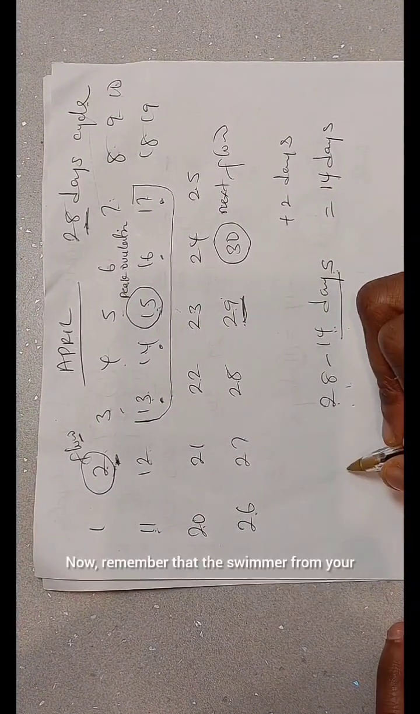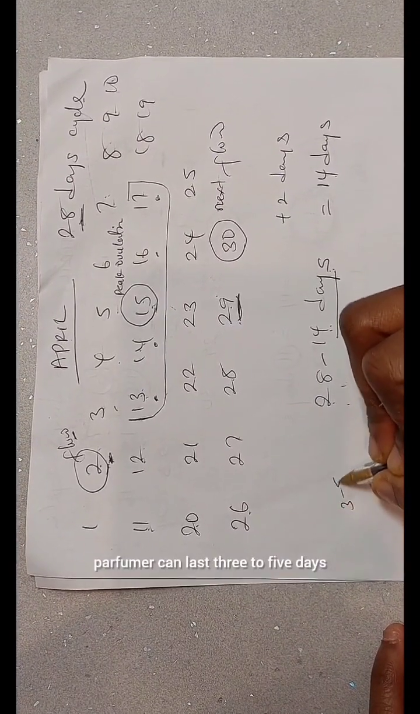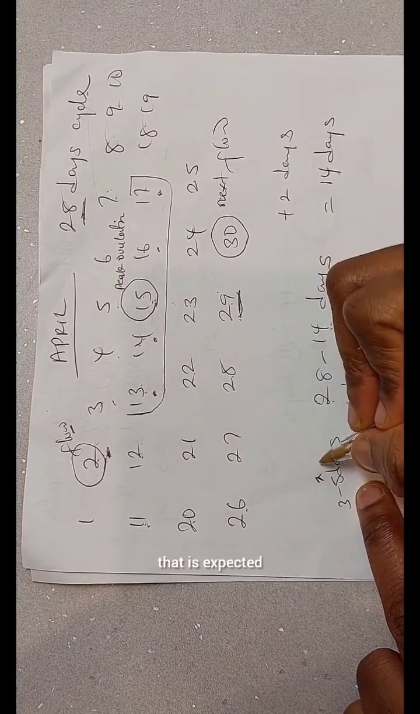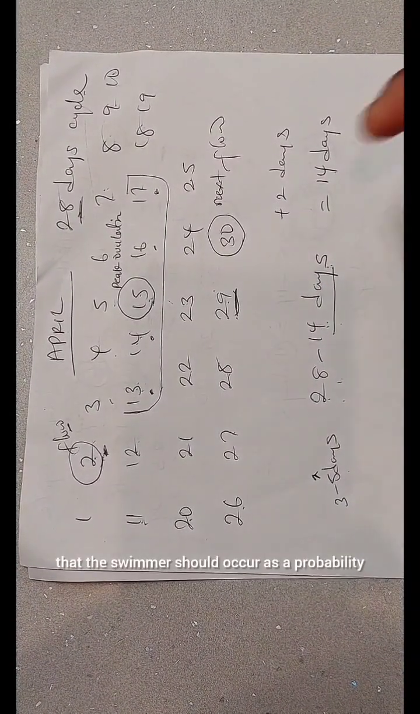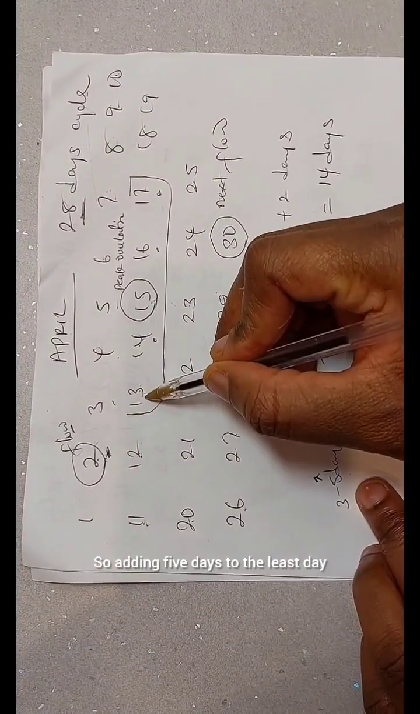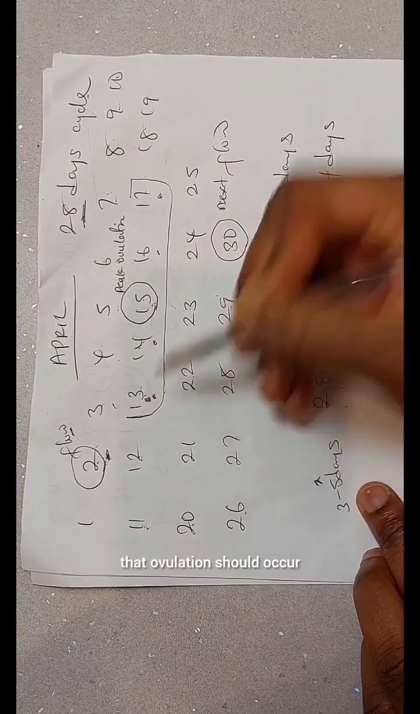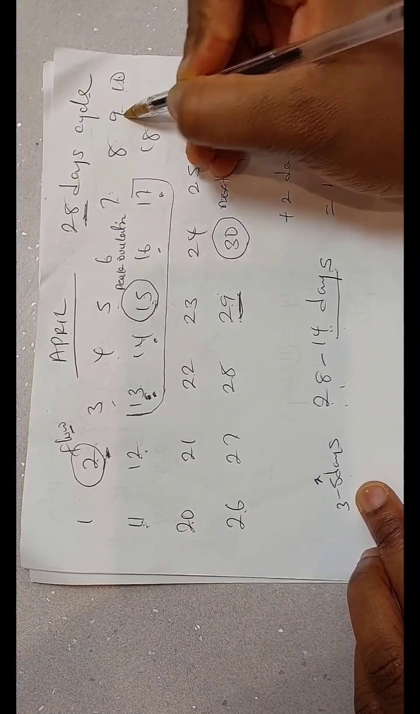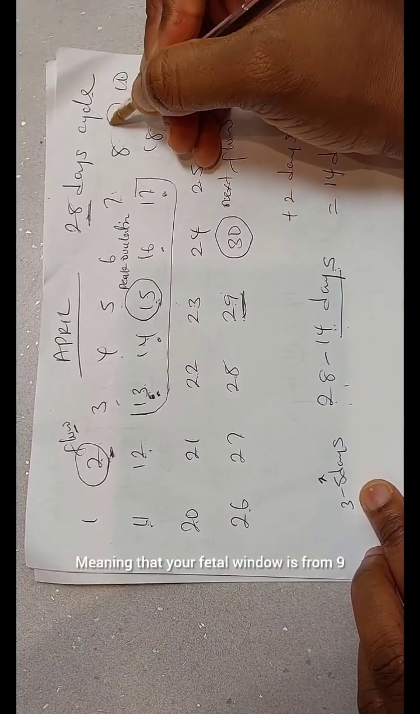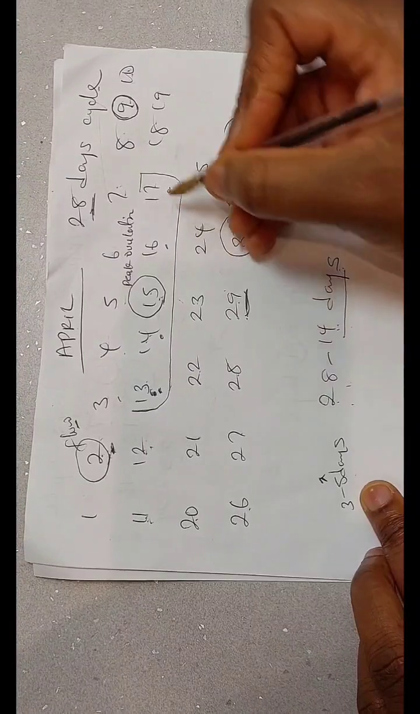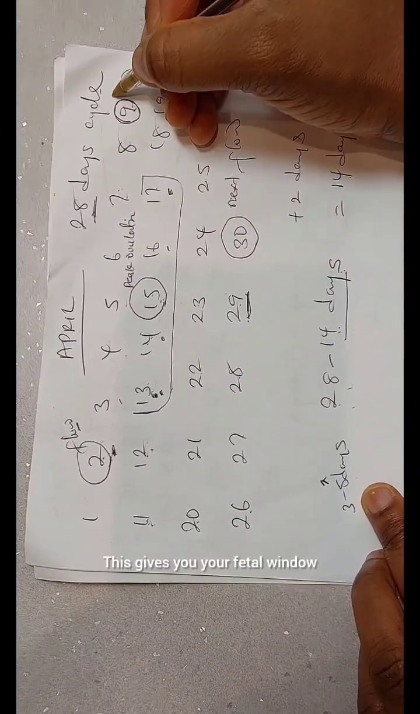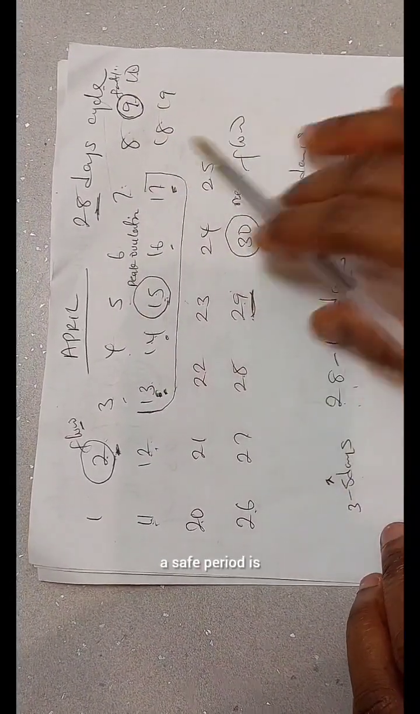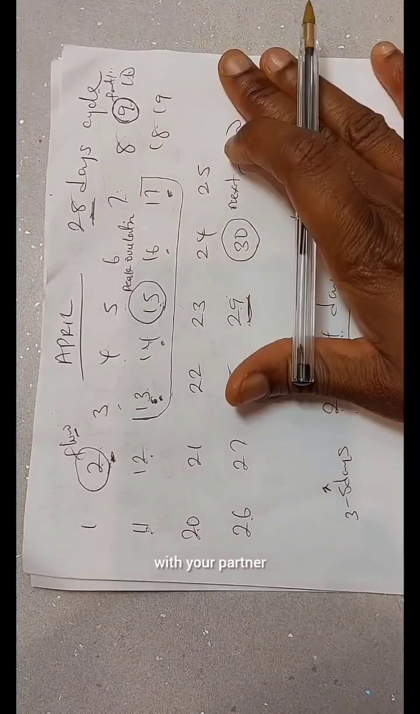Now, remember that the sperm from your partner can last 3 to 5 days. We're going to add the highest number of days that the sperm is expected to survive. So adding 5 days to the earliest day that ovulation should occur, we'll count 5 days from 13. 1, 2, 3, 4, 5. Meaning that your fertile window is from 9 up until the 17th. This gives you your fertile window. Any other day outside of these days is a safe period. That's when you can have unprotected intercourse with your partner.